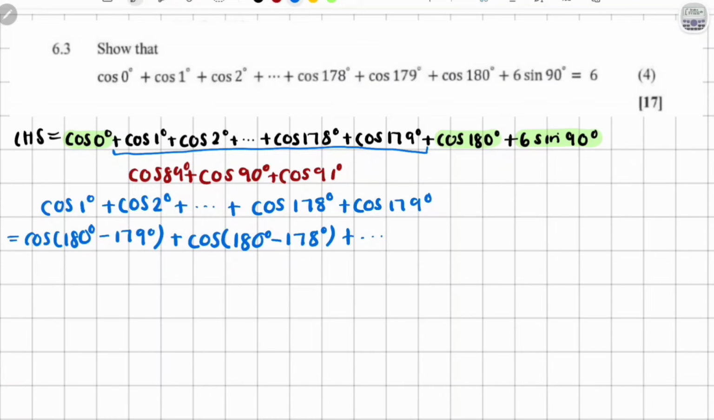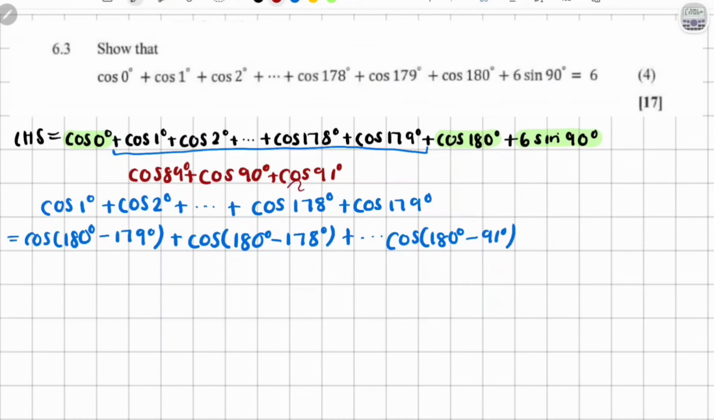And this is what I mean here. So as I'm counting, I counted the cos of 1 degree and I changed it into this. The cos of 2 degrees, I changed it into this. If I kept on counting and I got to the cos of 89 degrees, I would have to say cos 180 degrees minus what gives me 89 degrees. And that would have been minus 91 degrees.